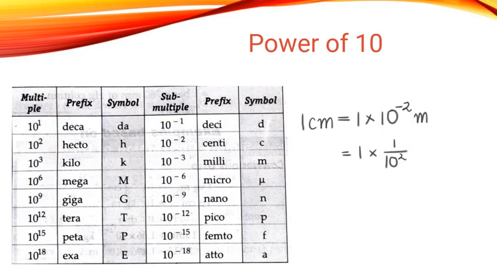And what does 10 to the power 2 mean? 10 to the power 2 means square of 10. That means 10 multiplied by 10. And how much is 10 multiplied by 10? It is 100. That means you have to divide this 1 by 100, and if you divide 1 by 100, you will get 0.01 meter. So 1 centimeter means 0.01 meter. Similarly, let's take one more example.